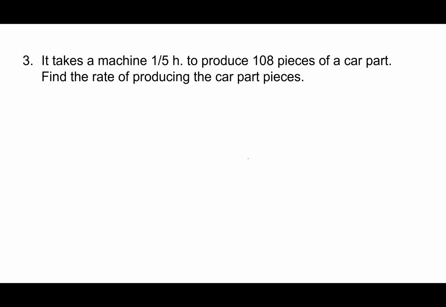Okay, number 3, we already went through, but I want to go through it again so it's in the video for the future. So number 3 was it takes a machine 1/5 of an hour to produce 108 pieces of a car part. Find the rate of producing the car part pieces. And again, when we're asked to find a rate, we're asked to find something per hour or something per minute or something per something. Okay, so we already went through this. So who can easily tell me how to do this problem again?